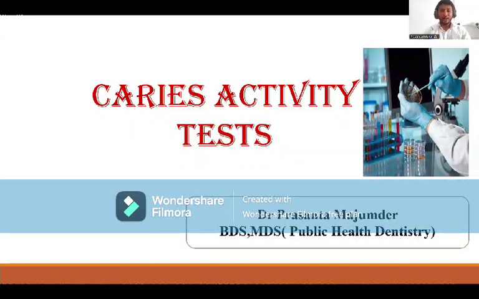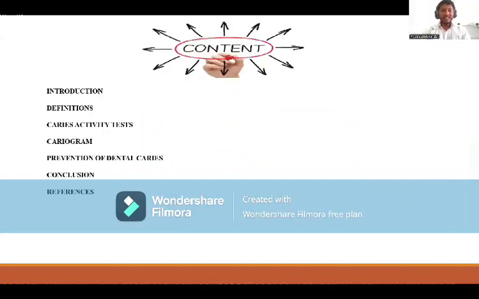Today I will be discussing the topic of Caries activity test. This is very important for the Public Health Dentistry exam. So my contents will be introduction, definitions, caries activity test, cariogram, prevention of dental caries, conclusion and references.